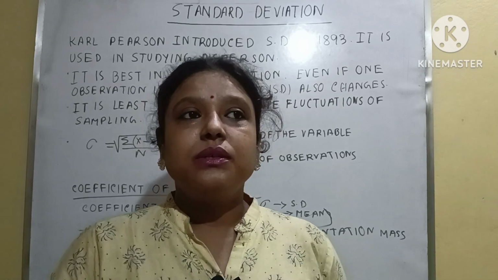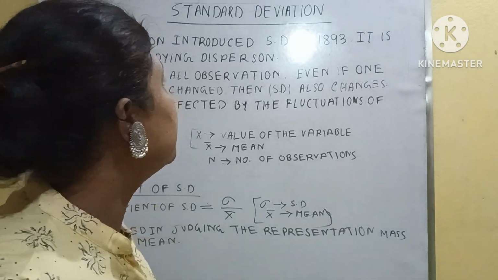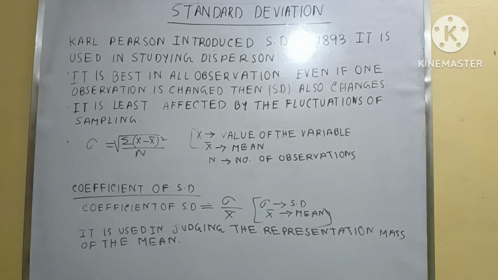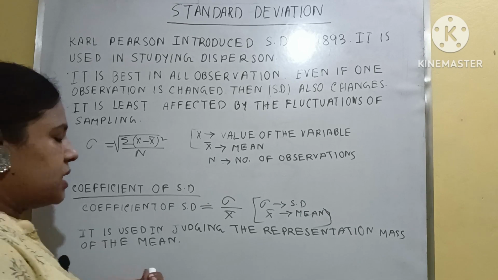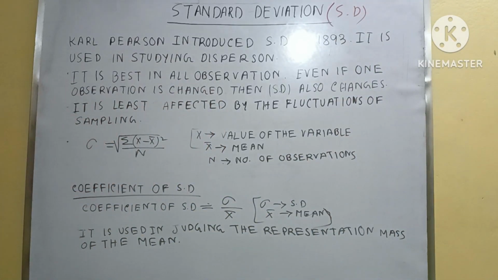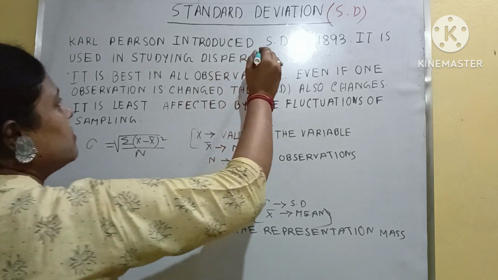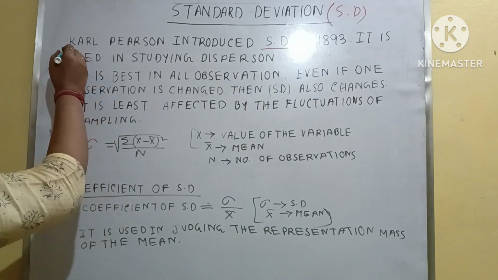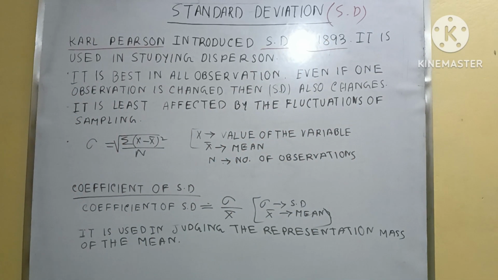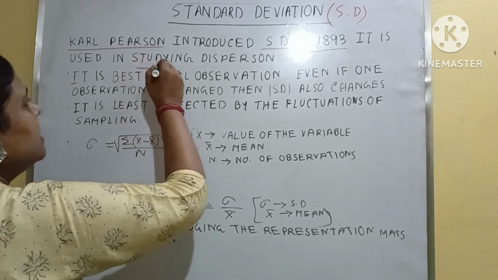Okay, so today's topic is the standard deviation. This is another topic related to biostatistics. Standard deviation, or in short form SD. This is the term that was established by Karl Pearson in 1893. So who is the inventor of this topic SD? That is Karl Pearson, and it is used in studying the dispersion.